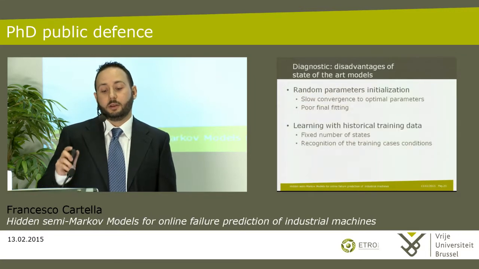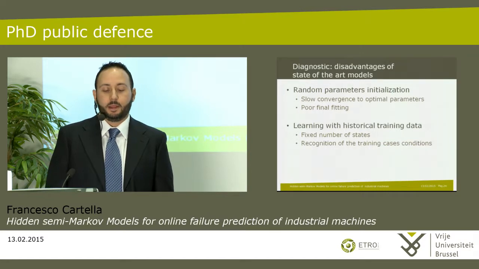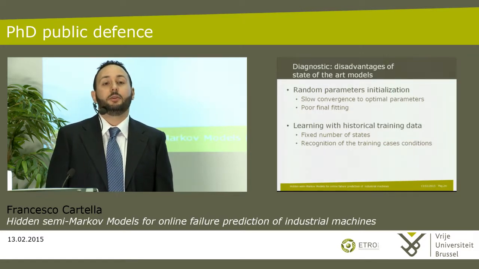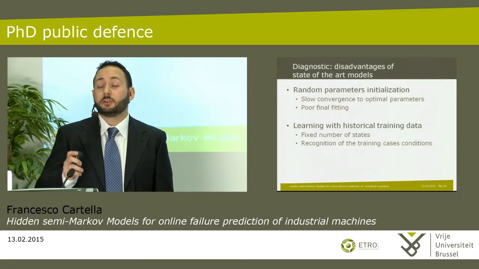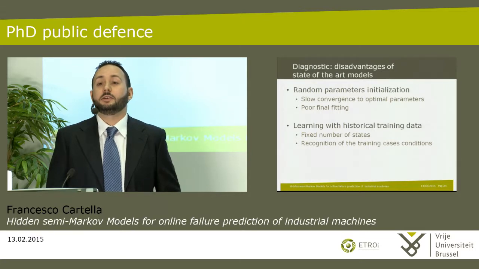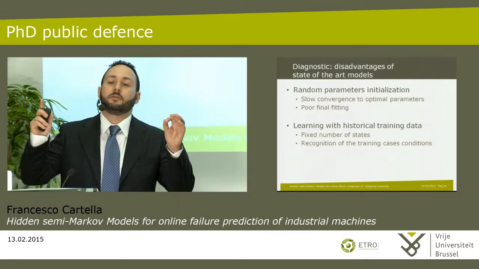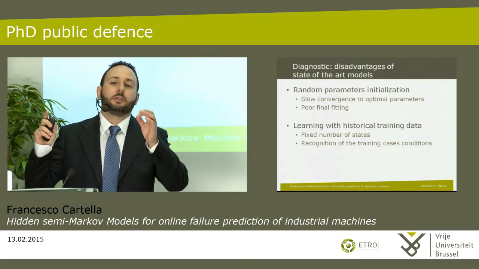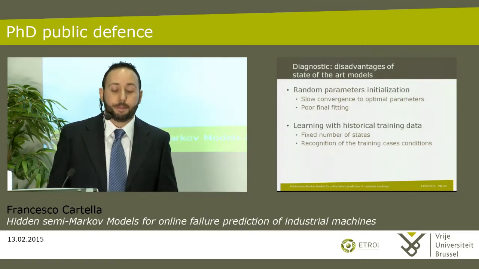One of the problems of the state-of-the-art hidden Markov models is that the states are fixed a priori, normally by using expert knowledge. And the parameters of the model are also initialized at random. And this random initialization may lie far from the optimal point of the parameters, leading to a slow convergence of the learning algorithm to a point which may also not be the optimal one.